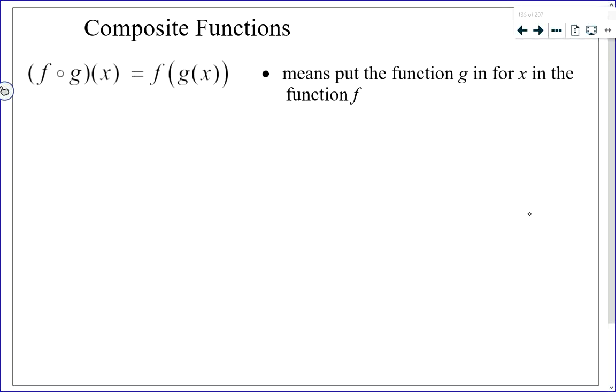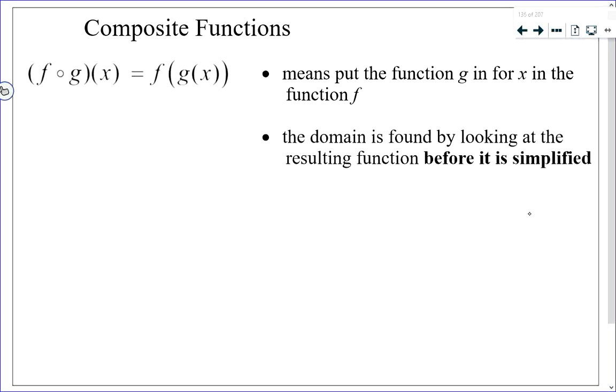All right, moving on now to what are called composite functions. This is read as f of g of x. Notice that that dot in between f and g is actually a circle. That's not to be confused with f times g. And what f of g of x means is f of g of x. Specifically, it means that g of x is going to be put in to the function f every place there's an x. The domain is found by looking at the resulting function before it is simplified.